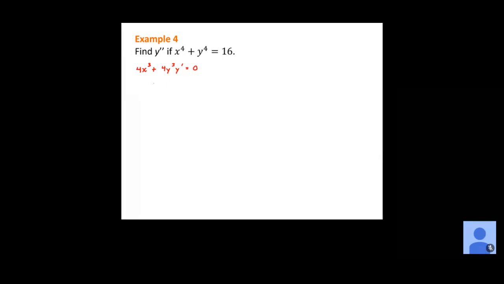I'm going to move my 4x cubed to the other side. 4y cubed y prime equals negative 4x cubed. Now we can divide. So we get y prime equals negative 4x cubed over 4y cubed. 4's cancel out. And so our derivative this time is just negative x cubed over y cubed.